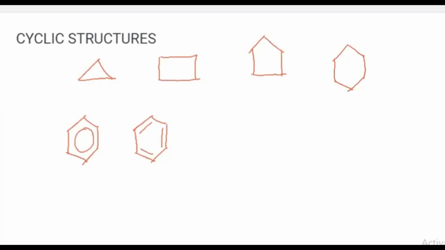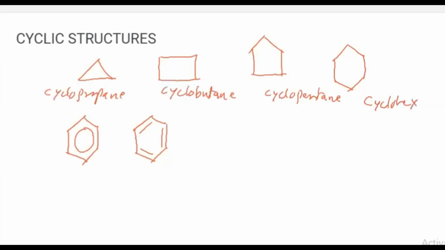There are some cyclic compounds as well, in which the terminal carbons are joined together to make a cyclic compound. So this carbon, there are three carbon atoms. So this compound is cyclopropane. If you increase one more carbon, the structure of cyclobutane is like this. So this is cyclobutane. This one is cyclopentane because there are five carbon atoms. And this compound is cyclohexane, and this is benzene, and this is C6H6.